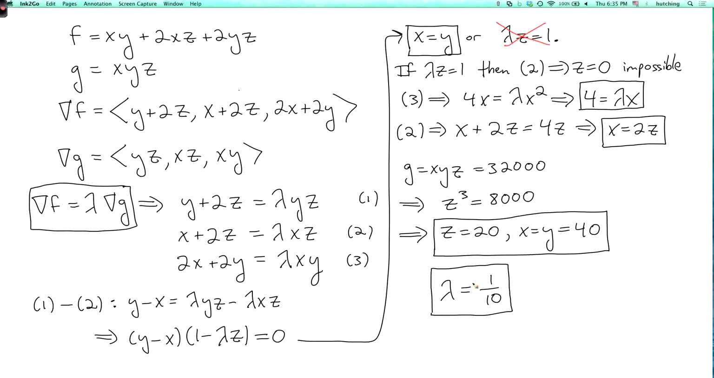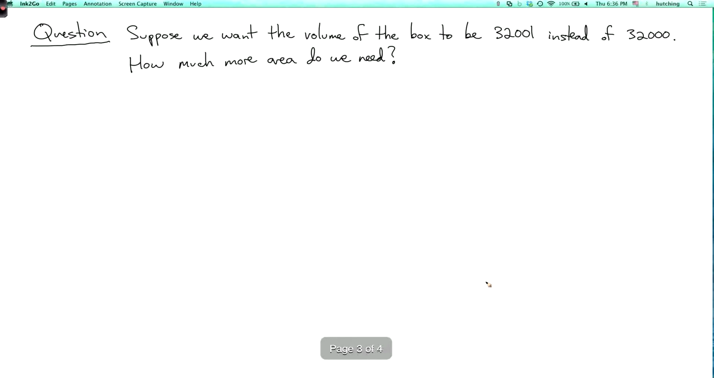So far, in Lagrange multiplier problems, we've used the Lagrange multiplier as a tool to solve the problem, and then we've just thrown it away at the end. But it actually has meaning. It's relevant to the following question. So suppose that we want the volume of our box to be 32,001 instead of 32,000, always minimizing the area. How much more area do we need? So when we increase the volume by 1, how much do we have to increase the area?